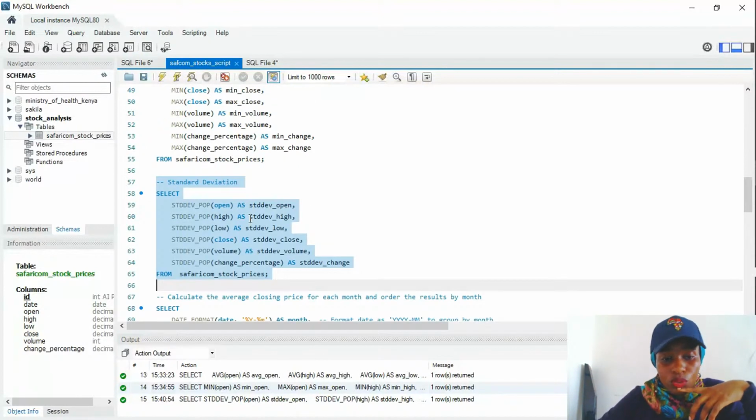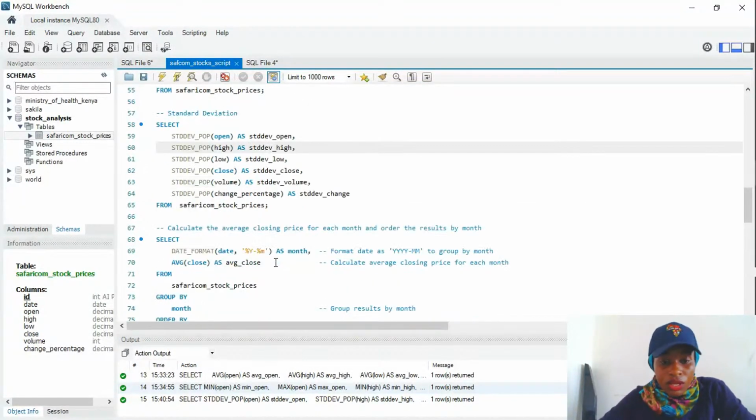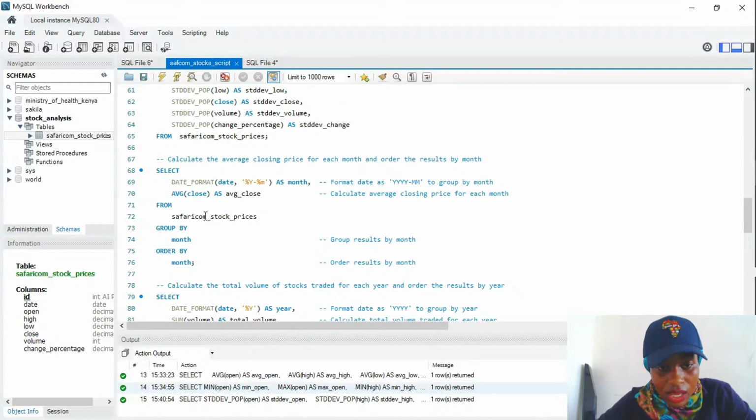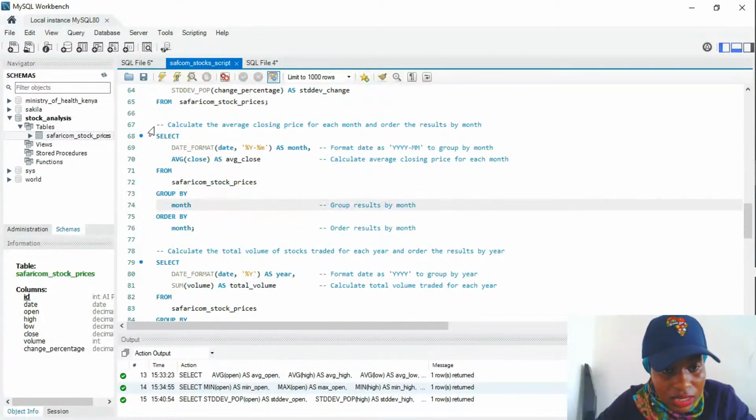So the next thing we want to look into is the market trends. And for looking into the market trends, we want to look at the average closing prices for each month, and again for each month per year. So I'm explaining the program, I'm explaining the query. Let me just copy it first.